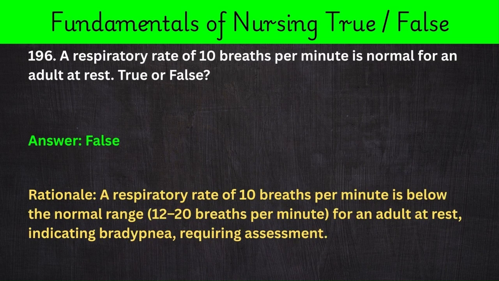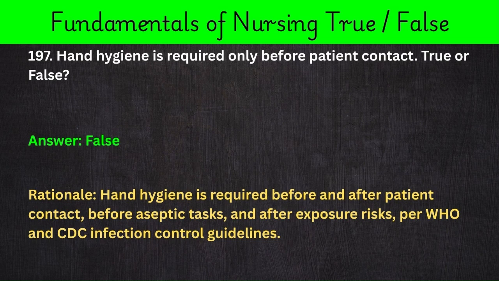196. A respiratory rate of 10 breaths per minute is normal for an adult at rest. True or false? Answer: false. Rationale: A respiratory rate of 10 breaths per minute is below the normal range, 12 to 20 breaths per minute, for an adult at rest, indicating bradypnea, requiring assessment.